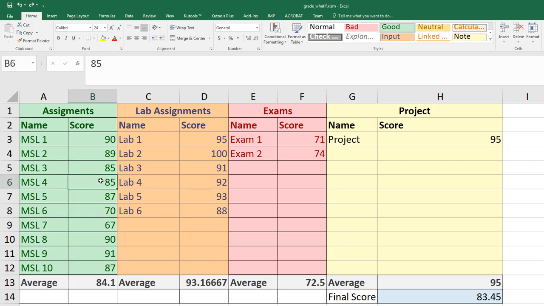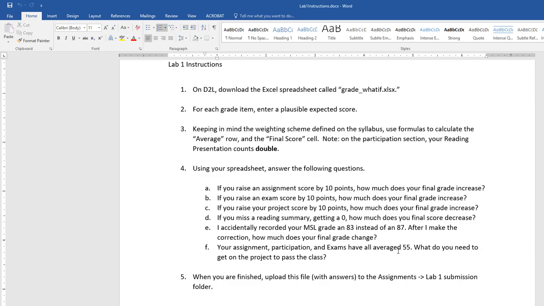Okay, so let's take this 90 up to a 94. So if we go 94, okay, so that changed us from an 83.45 to an 83.53. In this case, that actually did make a difference, because this would round up to an 84, but that still wouldn't change the letter grade at all. So this is 0.08 points. Okay, so not really very much.